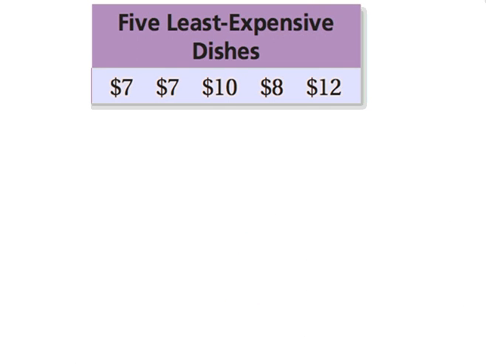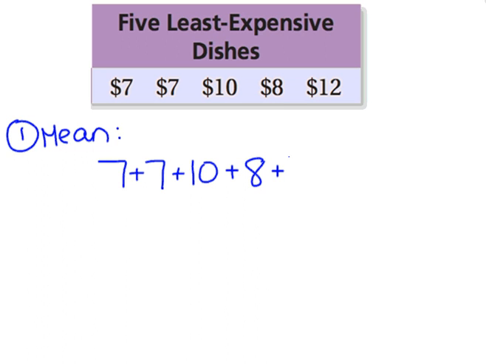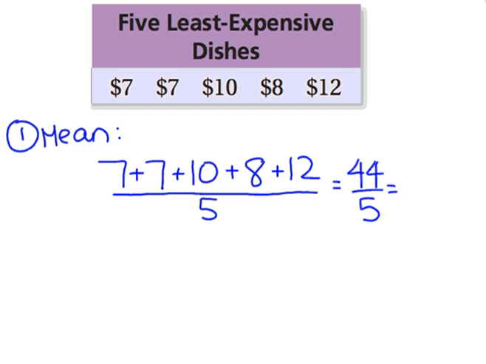All right, now let's look at our 5 least expensive dishes. We're going to go through those same steps just with different numbers. So just like before, I'm going to start off with finding the mean. We can add up 7 plus 7 plus 10 plus 8 plus 12, and then whatever we get, divide that by 5. This time the numerator adds up to 44, and 44 divided by 5 is 8 and 8 tenths. So $8.80 is the average price of all of those dishes.